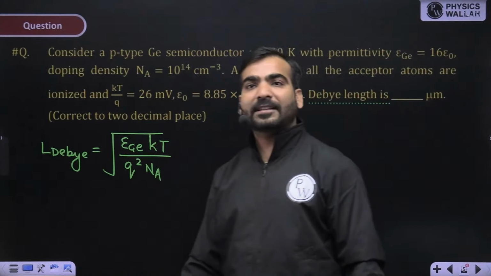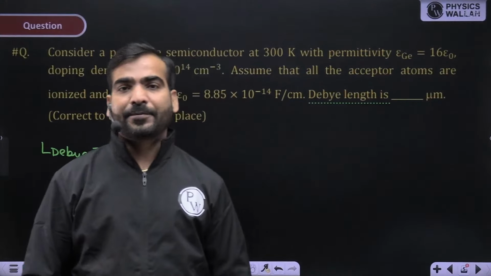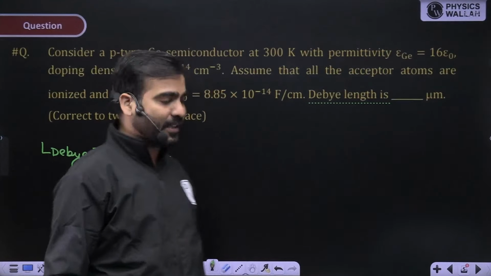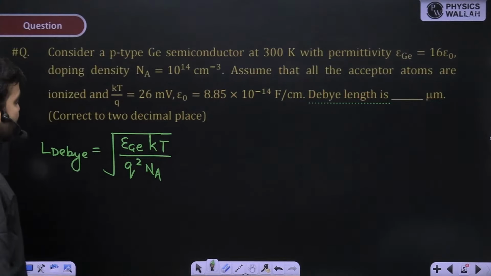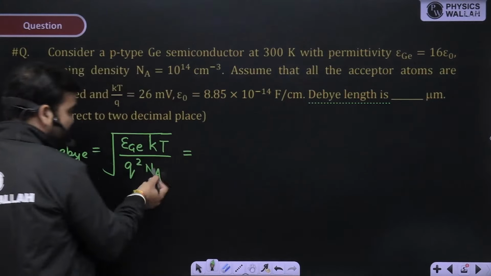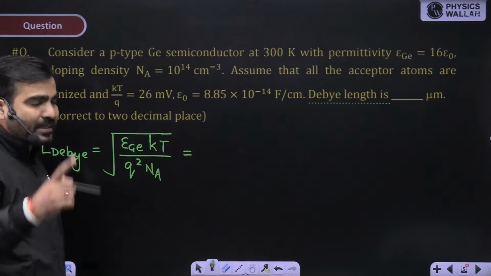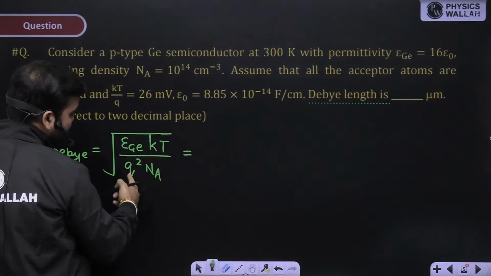One student is asking, sir, what should we do if such a question comes in the exam? In that case, if you don't know the formula, just leave it. If you know, then just solve it. Probably you will get questions from your notes only. I have solved this kind of expression in the MOS capacitor, you can check in your notes. So epsilon germanium kT upon q square Na.